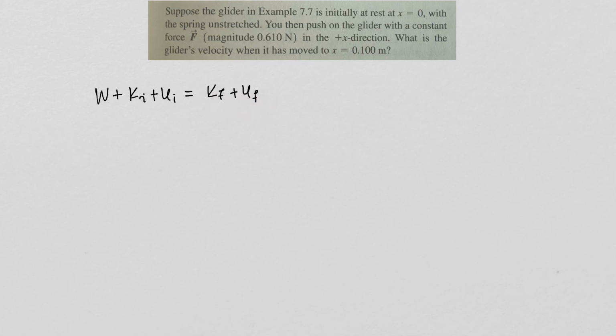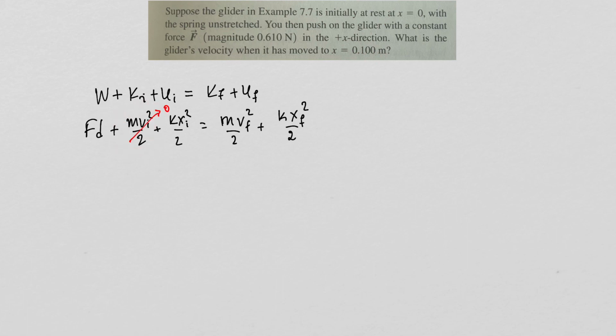Let's write explicitly the expressions for those energies. The work done by the external force is equal to force times displacement times the cosine of the angle between them, which is 0, so that's a 1. That's why I skipped it. The displacement is 0.1 meters. The initial velocity of the glider is 0, so this term here is 0. The glider initially is at the relaxed position of the spring, so this is also equal to 0. I'm looking for the final velocity, and the final position is 0.1 meters.